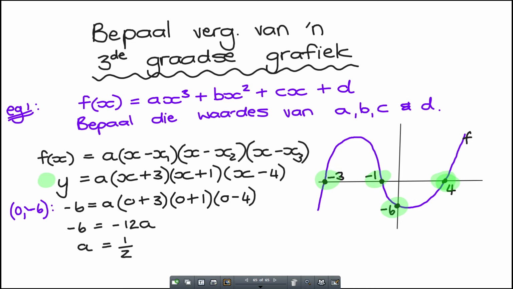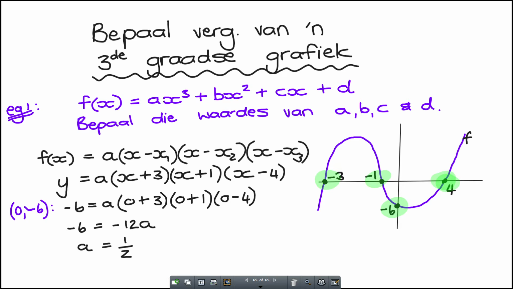So dit is dan nou wat ons hier gedoen het. We substituted in that y-intercept. Met ander woorde die derde punt, die vierde punt. The one that we haven't used yet. Now when I substitute that in, I get minus 6 is equal to a, and then all my x's become 0. Okay, nou kan ek hom lekker gaan vereenvoudig. So minus 6 is gelyk aan minus 12a. So a is dan a half. So now I have the value of a. Ek het nog steeds nodig vir b, c en d.